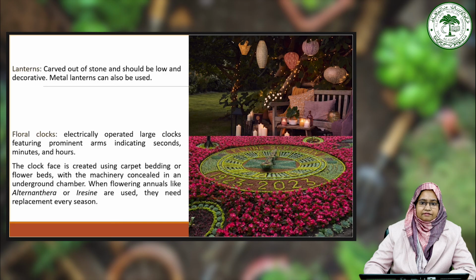Floral clocks refer to large clocks operated by electricity having large arms to show second, minute and hour. The dial is made up of carpet bedding or flower bed. The machinery of the clock is concealed in an underground chamber. If flowering annuals are used, they should be replaced every season. The flowering annuals used for the creation of floral clocks are Alternanthera and Iresine.